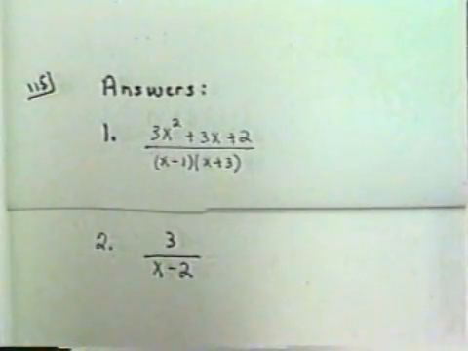Here are your answers. The answer to the first one, 3x squared plus 3x plus 2 over x minus 1 times x plus 3. The answer to the second one is 3 over x minus 2.